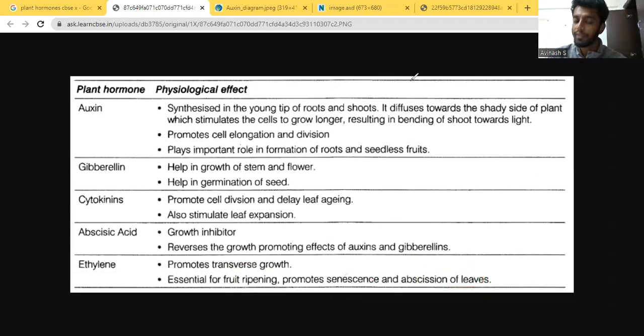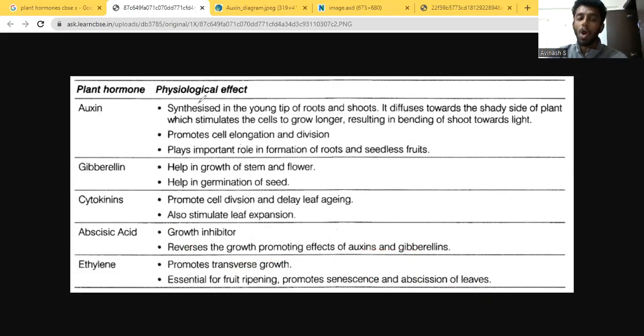So these are the functions of the hormones. And finally, abscisic acid, this is called the growth inhibitor. Inhibit means to stop from growing. That is the meaning of inhibition. So growth inhibitor means the abscisic acid doesn't let the tree grow beyond the limit. And actually it reverses the growth promoting effects of auxins and gibberellins.